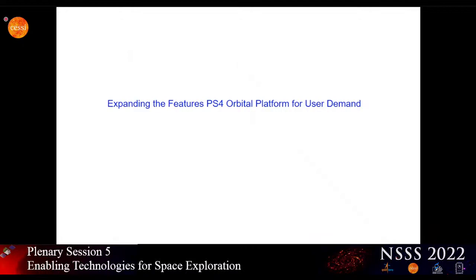What is more important here is, as I told you, PS4's features can be expanded. For example, a longer duration of stabilization of the platform, deorbiting and re-entry. All those things are possible, but it will be based on user demand, because the capability is already demonstrated. Multiple orbits, deorbiting to another orbit, changing the orbital plane, all those things are already demonstrated. Further capability addition is possible, but only with the orbital platform, based on user demand.